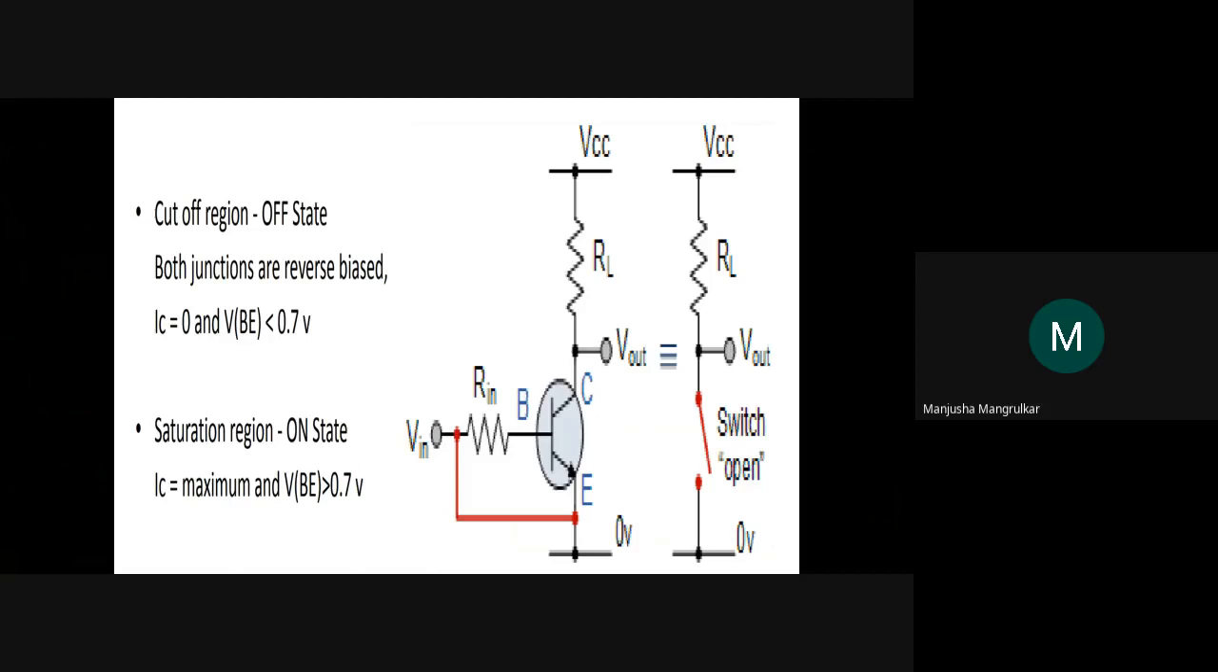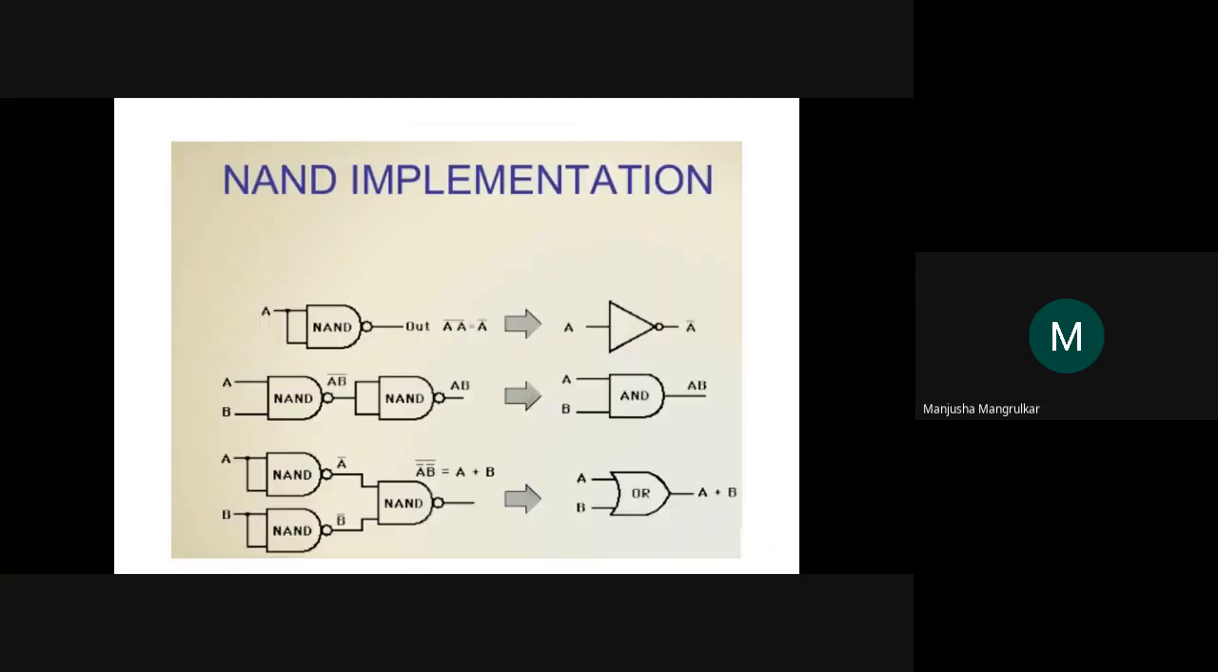Next, when the transistor is in the saturation region, IC is maximum and VBE is greater than 0.7, so the switch is closed. The output is then connected to the ground. So when the transistor is in the saturation region, it is a closed switch and the output is connected to ground, that is 0. These two states are very important to understand the logic families' output.